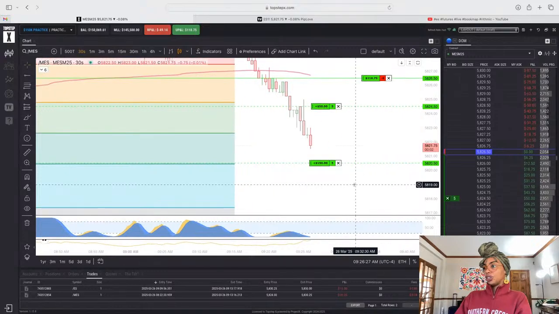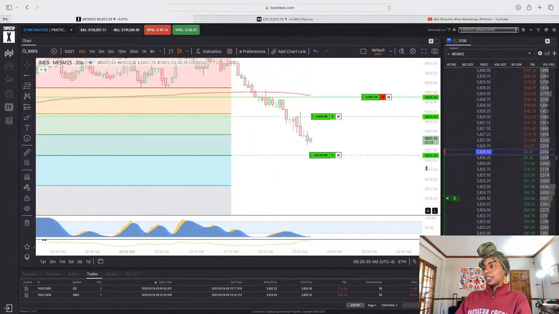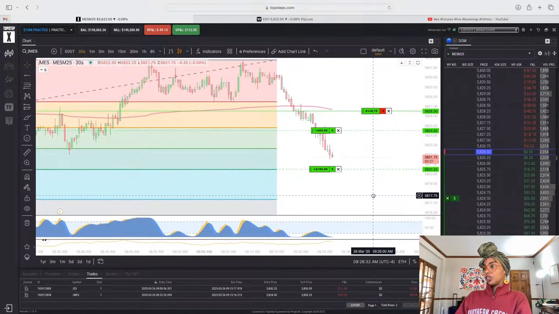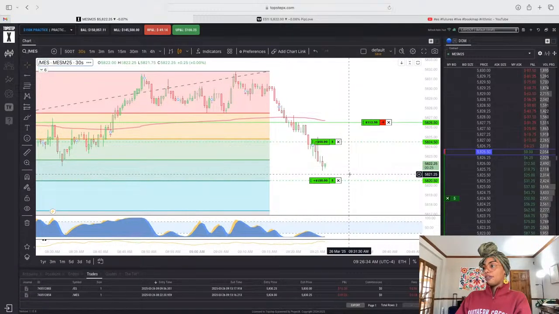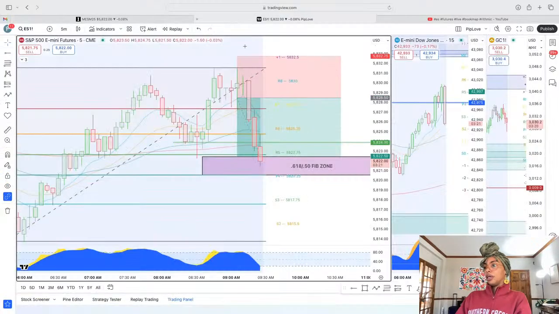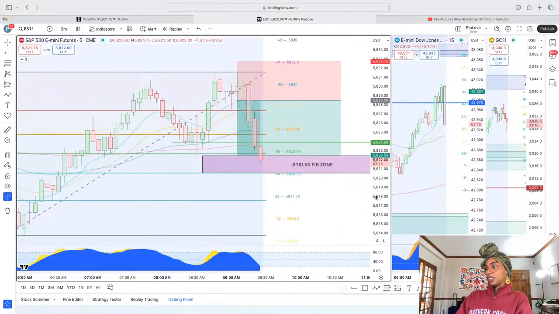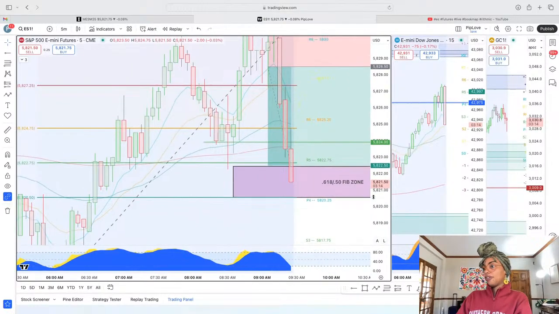Alrighty, if you were in this trade in your demo, how are we managing this trade? Is your stop moved into profit? Have you adjusted your take profit level? Maybe to, I don't know, where we would adjust our stop or take profit even lower.